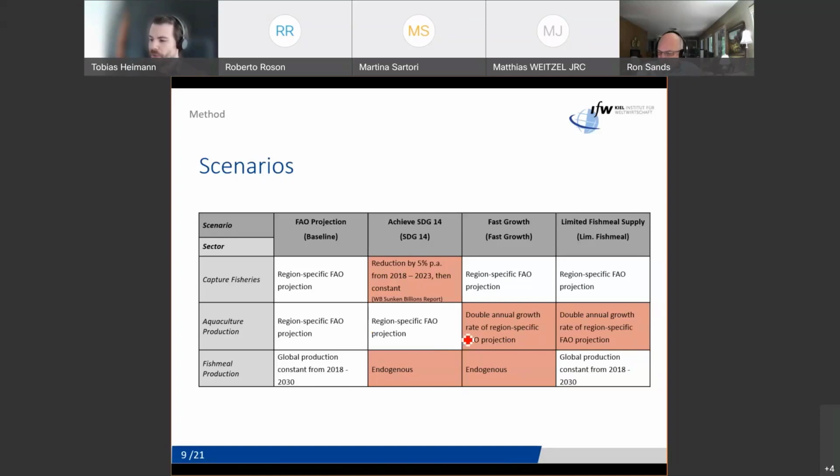And in those 2 scenarios, we assume that we continue the growth rate of aquaculture production that we have at the beginning of the century, which is basically the double annual growth rate that the FAO assumes until 2030. And for one scenario, fish meal production is endogenous. And in the other scenario, we still assume that you can't just increase fish meal production because you are dependent on wild fish stocks. You are dependent on catching small pelagic fish, which get more and more scarce. So here we say that fish meal production also has to remain constant as in the baseline.